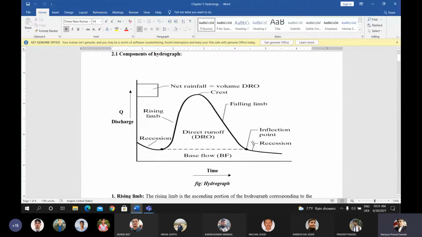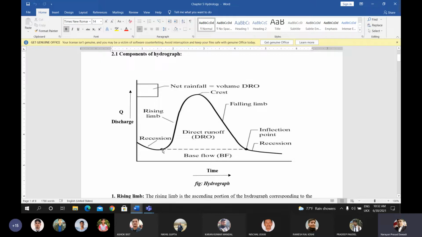Below this inflection point of the falling limb, the contribution of water flowing into the river is due to the subsurface runoff or delay flow. Only the contribution of flow discharge above the subsurface runoff, that is due to the surface flow, is called the direct runoff.